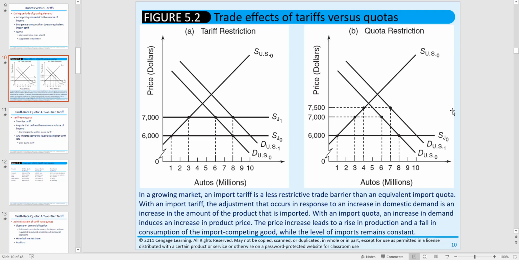Which one will the domestic producers prefer as a form of protectionism? Well, obviously they would prefer a quota, because if there is an increase in demand, they will keep on producing more. Which one will the domestic consumers prefer? If there is a restriction that they cannot avoid, well, they would rather prefer to add a tariff than a quota, because in their mind it is the lesser of two evils.